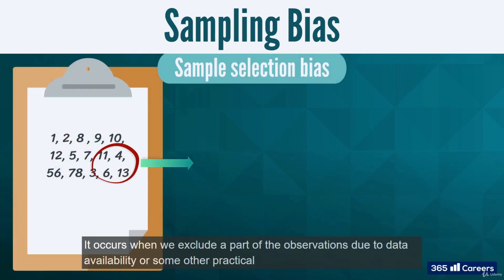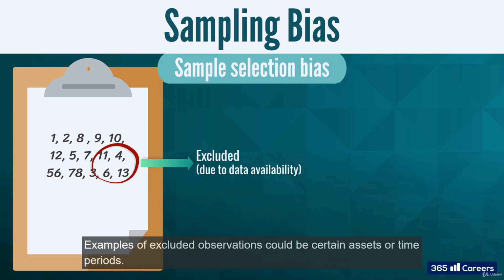Okay, the next type of bias we should be careful about is the sample selection bias. It occurs when we exclude a part of the observations due to data availability or some other practical issue. Examples of excluded observations could be certain assets or time periods.